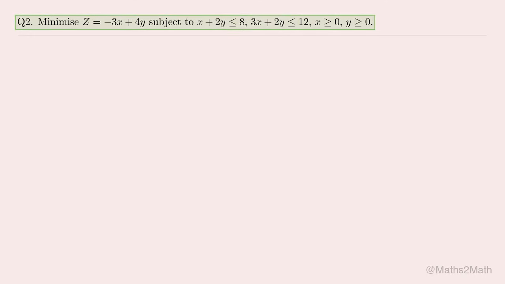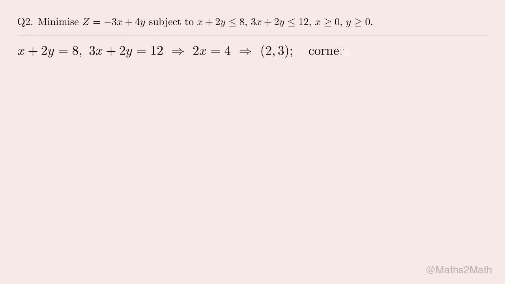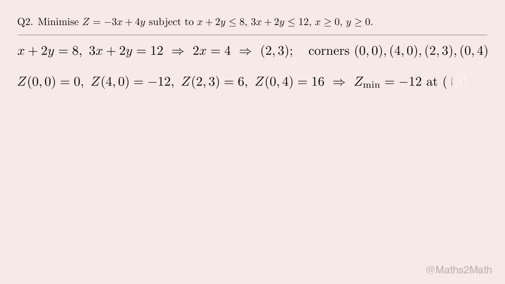Question 2. A minimization with 2 slanted constraints. Their intersection is one of the corners. Subtracting the boundary equations, 2x equals 4, so they cross at (2, 3). The corners are the origin, (4, 0), (2, 3), and (0, 4). Z runs 0, -12, 6, 16 over the corners. The minimum is -12 at (4, 0).